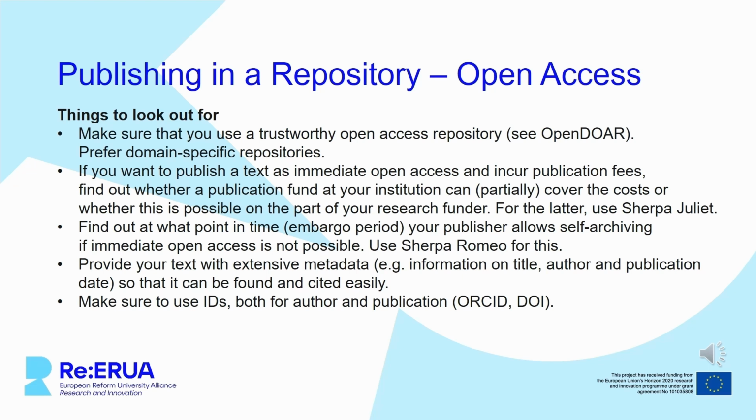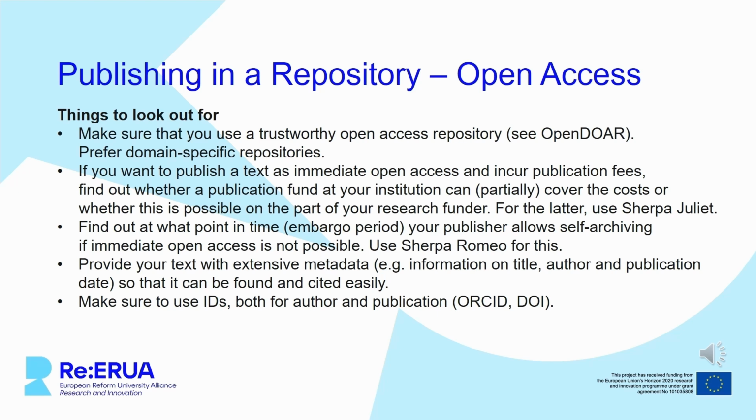Sherpa Juliet can assist you here. If immediate open access is not possible, find out when your publisher allows self-archiving, that is, when the embargo period of their publication expires. Sherpa Romeo can assist you here. When posting to the repository, provide your text with comprehensive metadata such as author information, title, and publication date, so that it is easy to find in search sites.